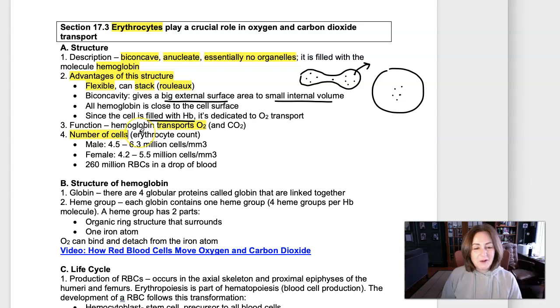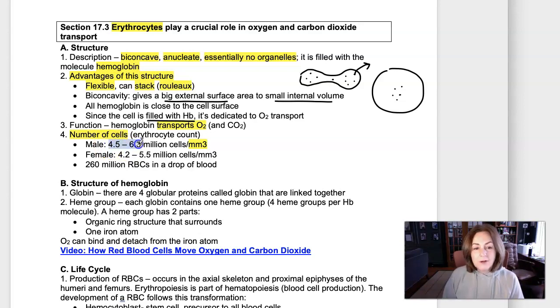So take a look at this cell count. This is nothing that you have to memorize, but we're looking at millions of cells, 5 million red blood cells in a cubic millimeter. So that's a very small volume. So we have lots of these cells. A male count is different than a female count based on the fact that testosterone drives red blood cell production.